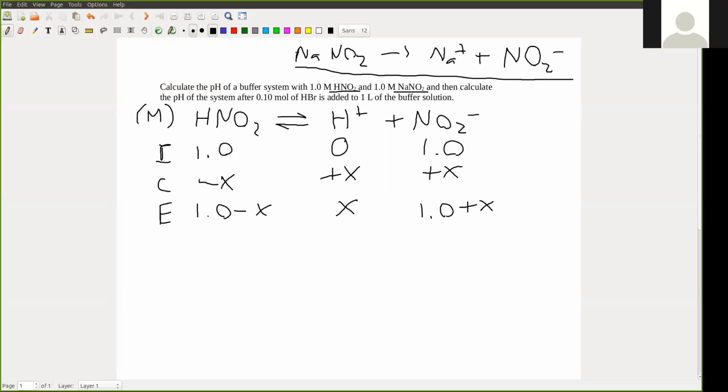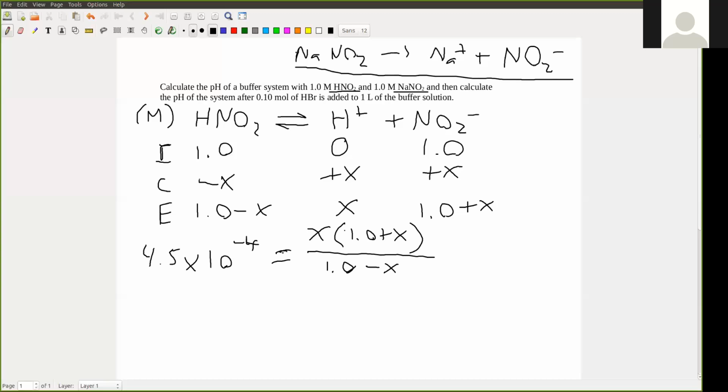And then when you look up your acid dissociation constant in your textbook or online, you find that it's approximately 4.5 times 10 to the minus 4 for the acid dissociation constant of nitrous acid. And that's going to equal the products over reactants, very similar to all the ICE tables we've done before. So products would be X times the equilibrium value for nitrite ions, so 1.0 plus X, all over our reactants, which would be 1.0 minus X.